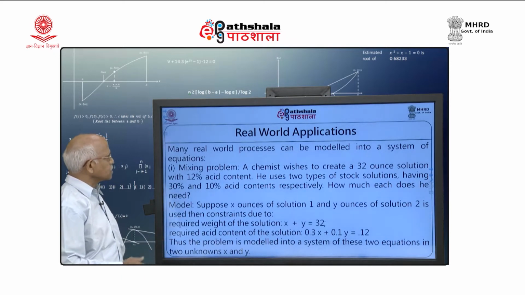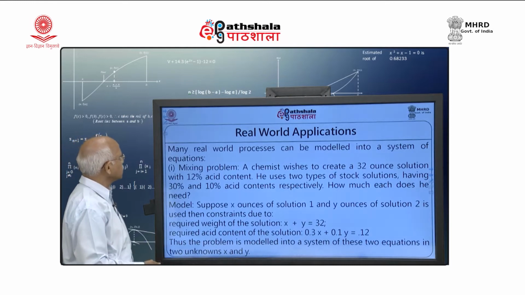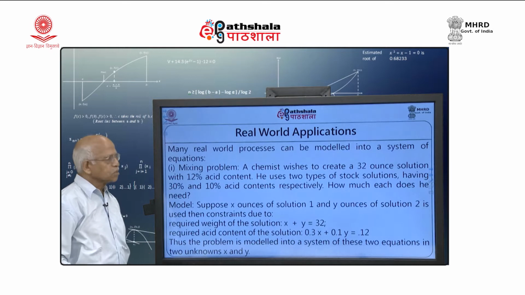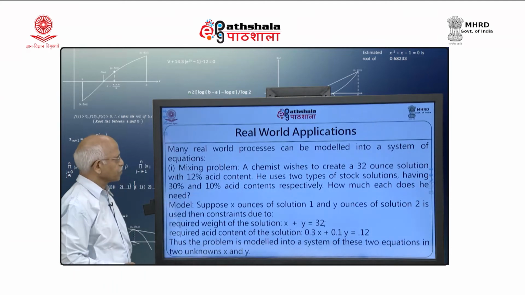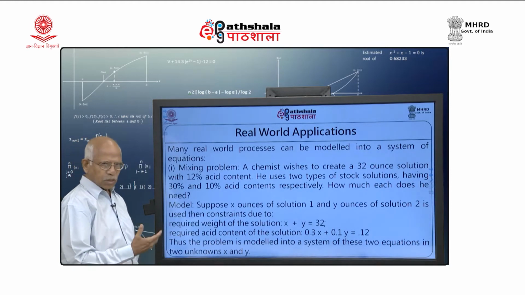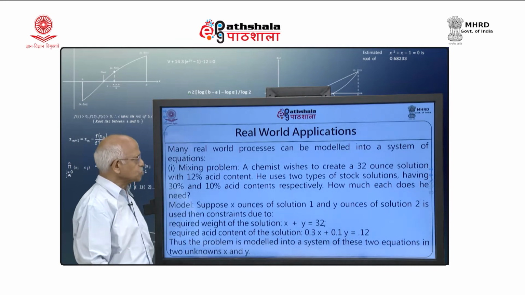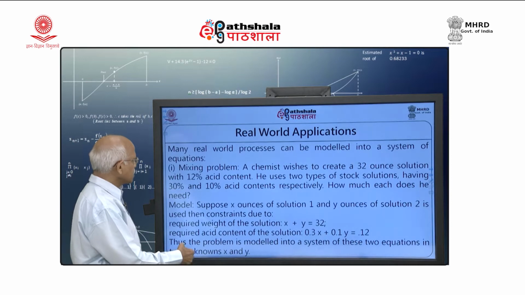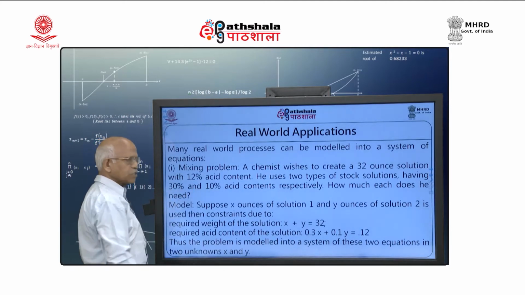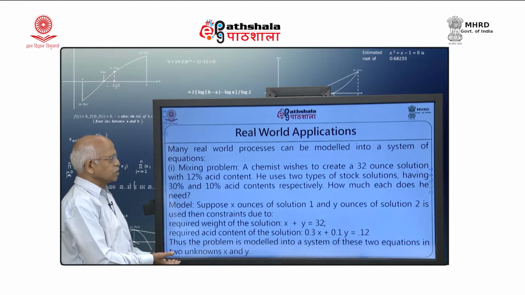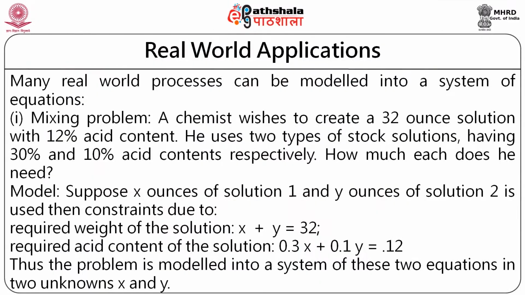Now, 2 real world applications we will be considering, which you must have done even at your school level. One is the mixing problem. We have a chemist who wishes to create a 32 ounce solution with 12% acid content. He uses 2 types of stock solutions, since in the organization there may already be some solutions present. We are using 2 of them, and we know the acid contents in these solutions: the first solution has 30% acid, the second solution has 12% acid, and we want to produce a new 32 ounce solution with 12% acid content. So, what we need to find out is how much quantity of each of these 2 solutions should be used to create this new solution.